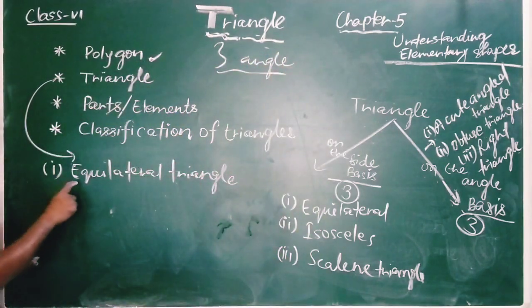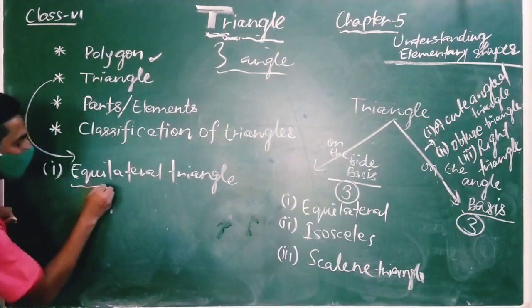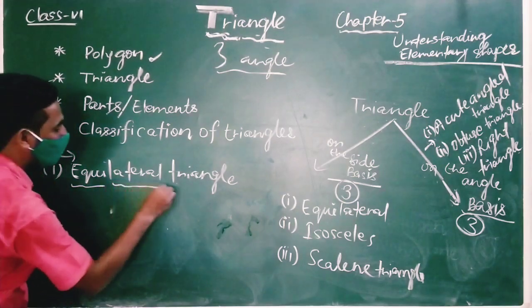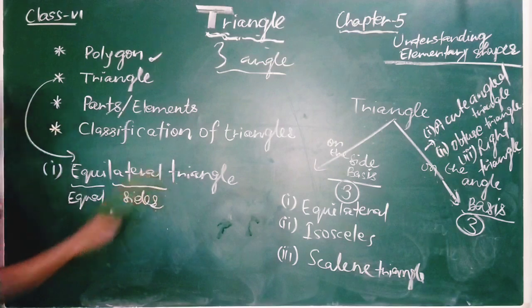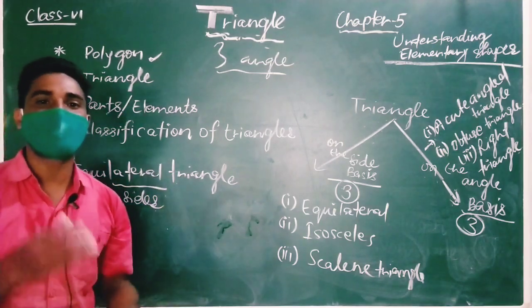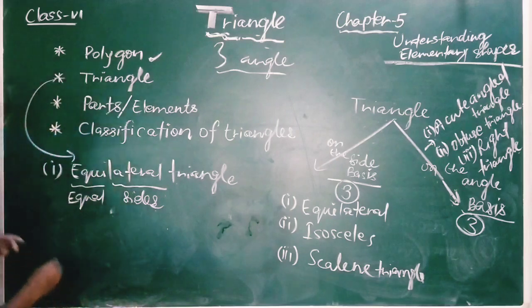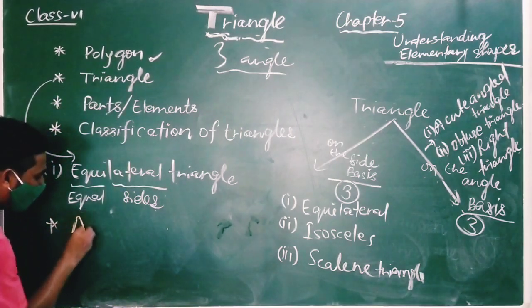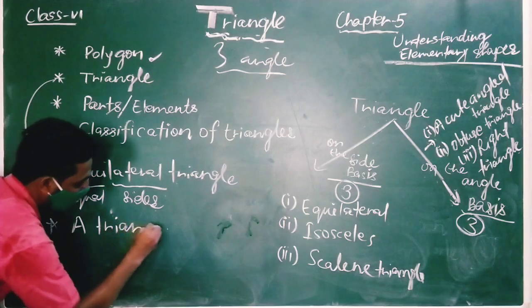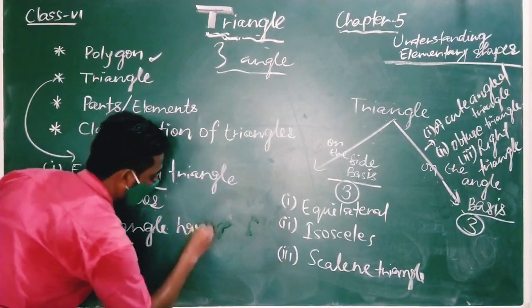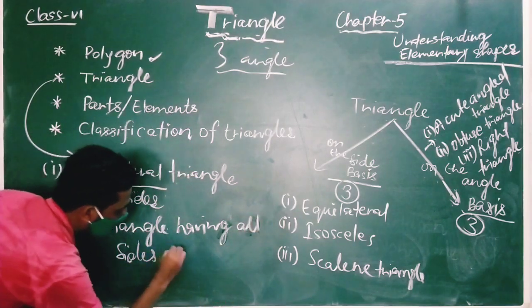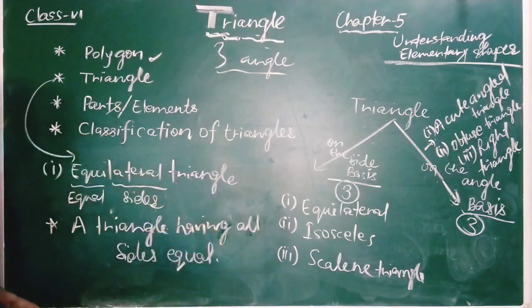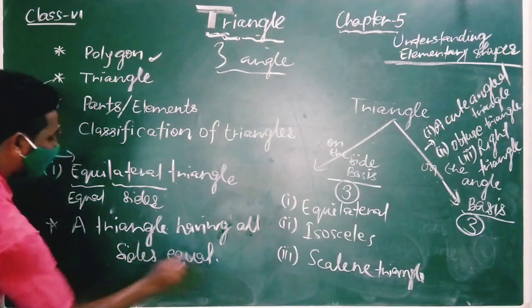In the same manner, see the equilateral triangle. Equi means equal, same, and lateral means sides. So by the name it is clear: equal sides. A triangle has 3 sides, so all will be equal. You can define an equilateral triangle that way: a triangle having all sides equal. So if a triangle has all sides equal, then it is called an equilateral triangle.